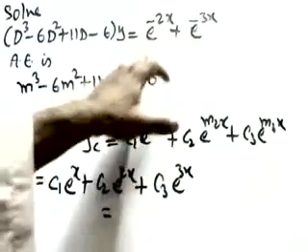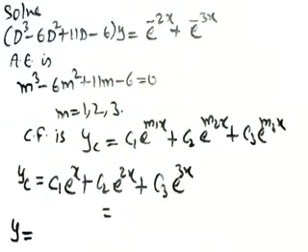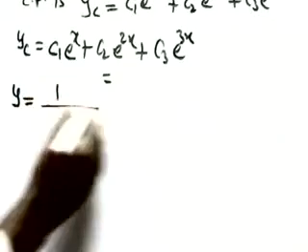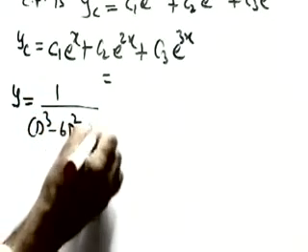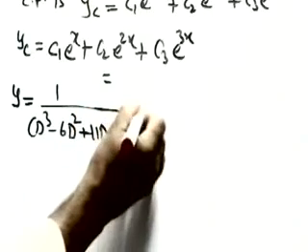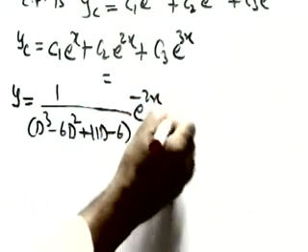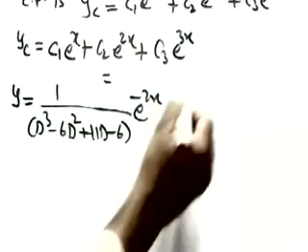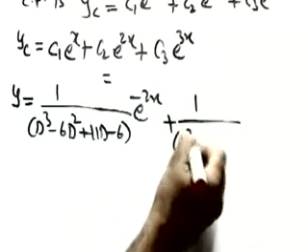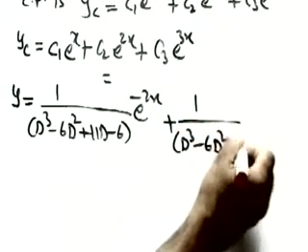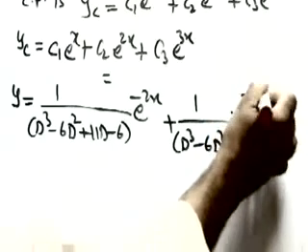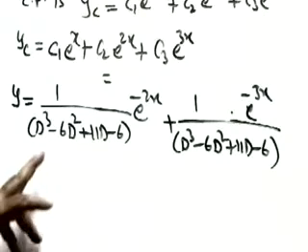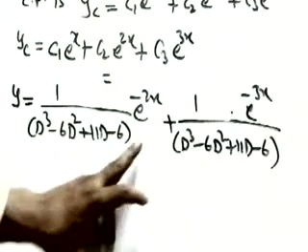y equals to, you do one thing, you write separately with this and this, because these two are two different functions. So I'm writing like this. Let me write separately. 1 divided by d cube minus 6d square plus 11d minus 6 into e power minus 2x, plus another one is 1 divided by d cube minus 6d square plus 11d minus 6 into e power minus 3x. Now we have to see what will happen.